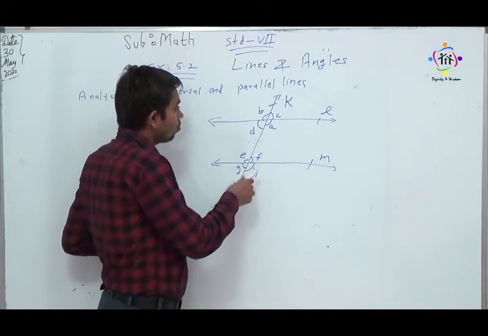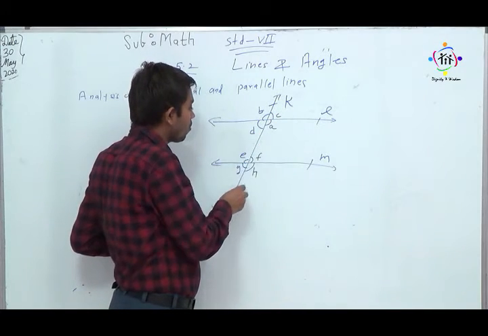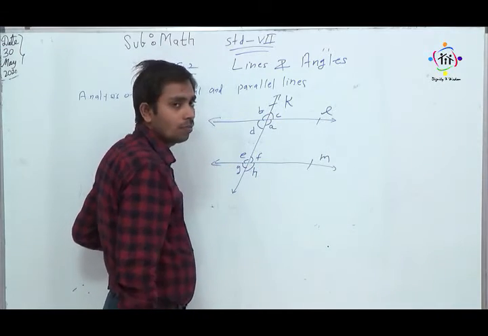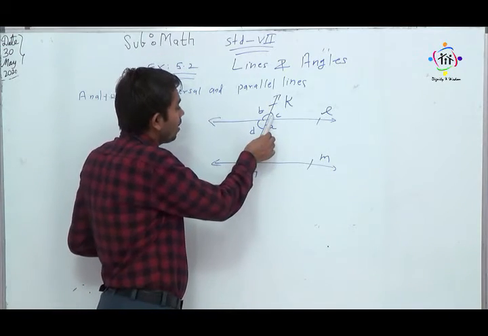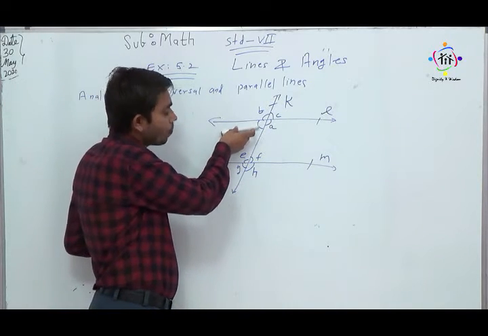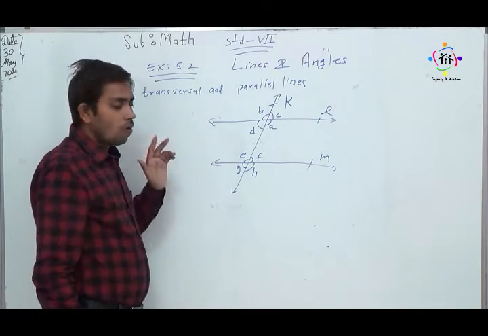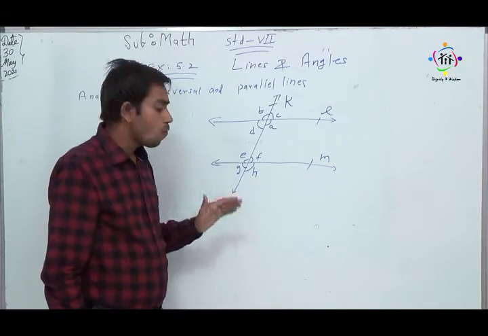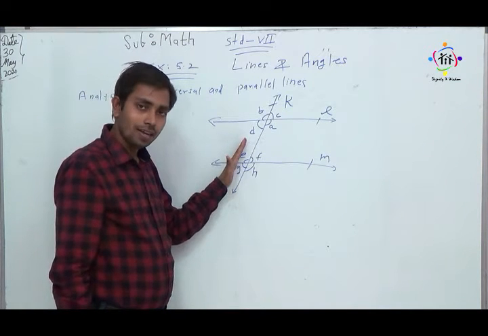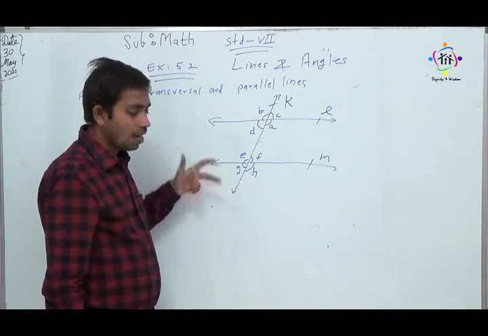So look at here, my dear students. Let us say the name of this line is K. Now it is crossing two parallel lines L and M. Then it is called what? Transversal. Here it is not important that there are only two parallel lines; there can be more than two parallel lines. So we only have to remember that whenever any line crosses two or more parallel lines, that is called a transversal. Now what is meant by parallel lines?